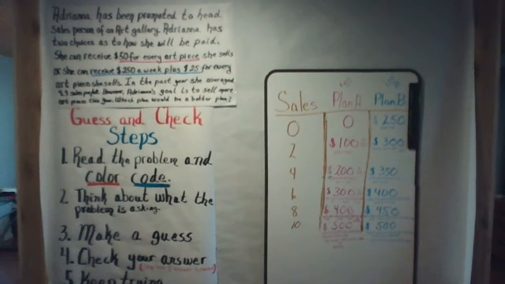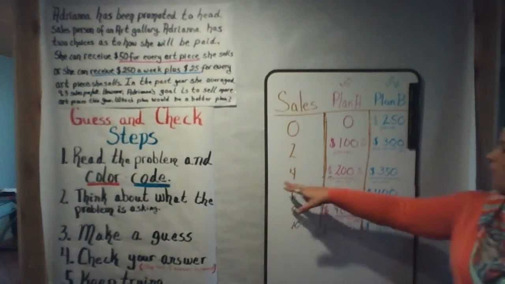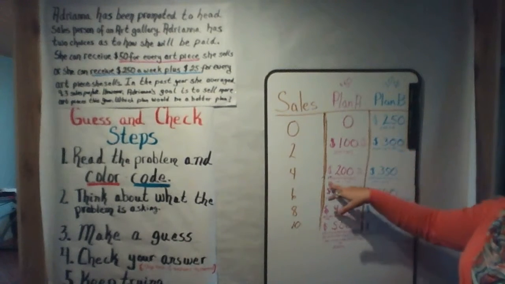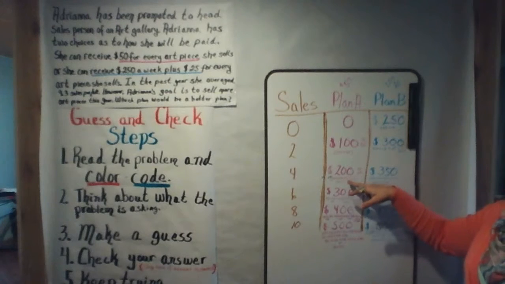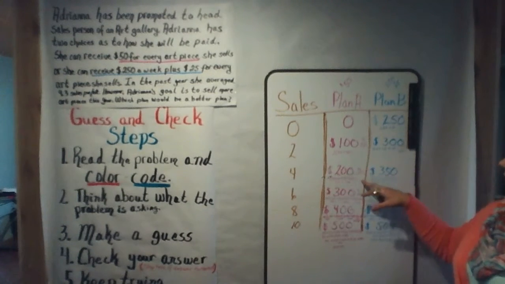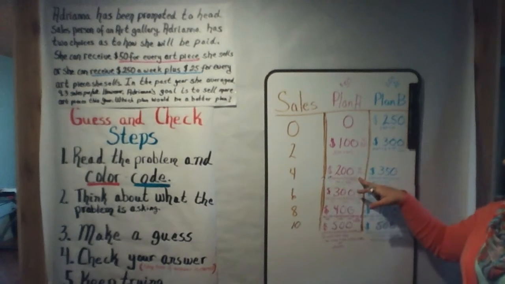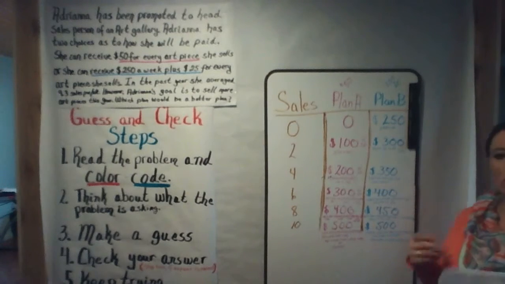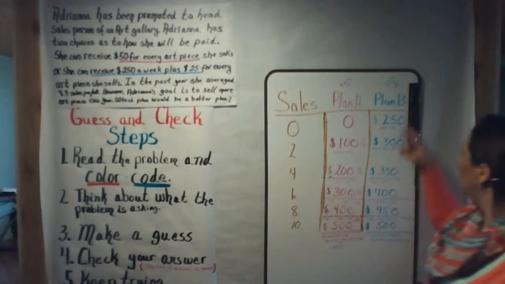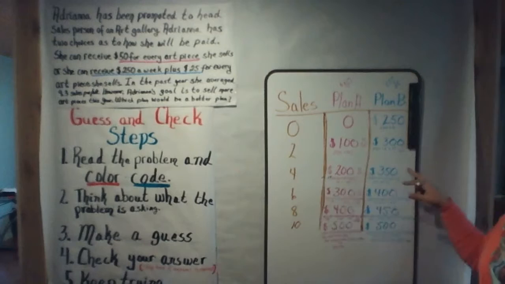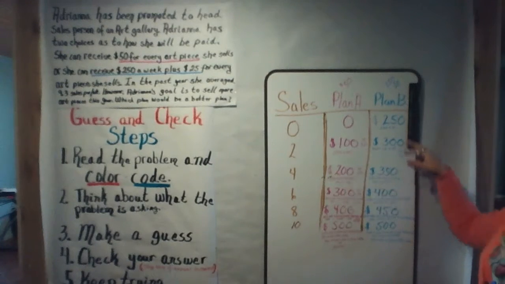Okay? All right. If she sold 4 art pieces with plan A, you could do 50 plus 50 plus 50 plus 50, 4 50s, or you could do 50 times 4, which will give you 200. Or you could do 100 plus 100. So there's different ways that you could do it, okay? And so on and so forth. So on plan B, if she sold 4, she would get $350.